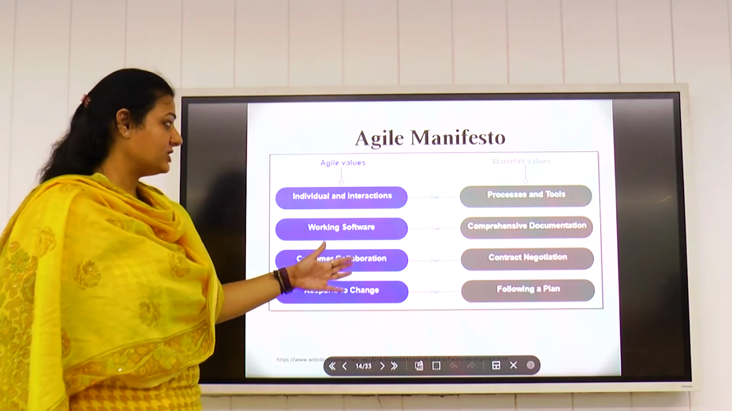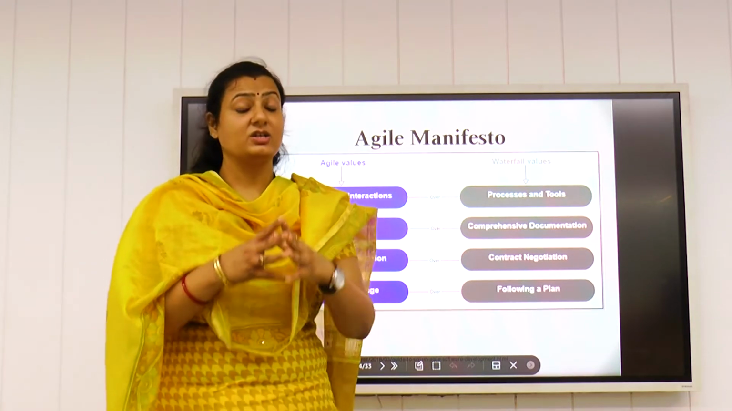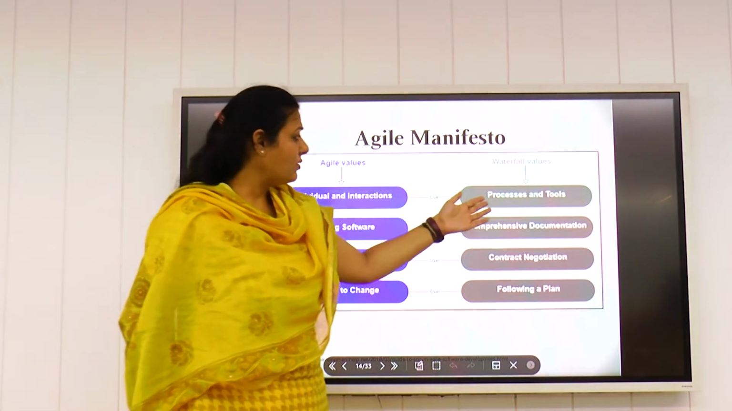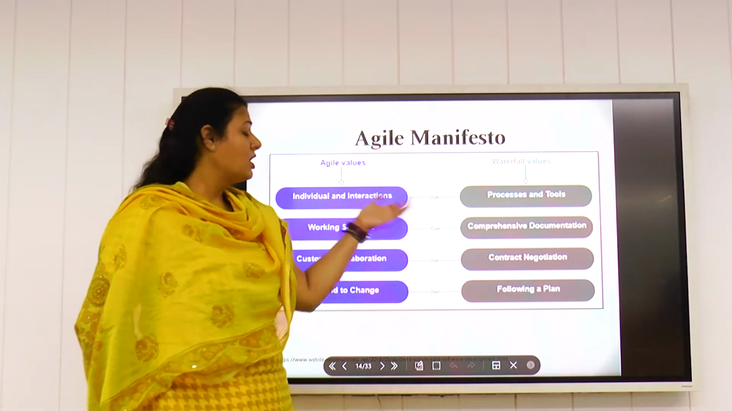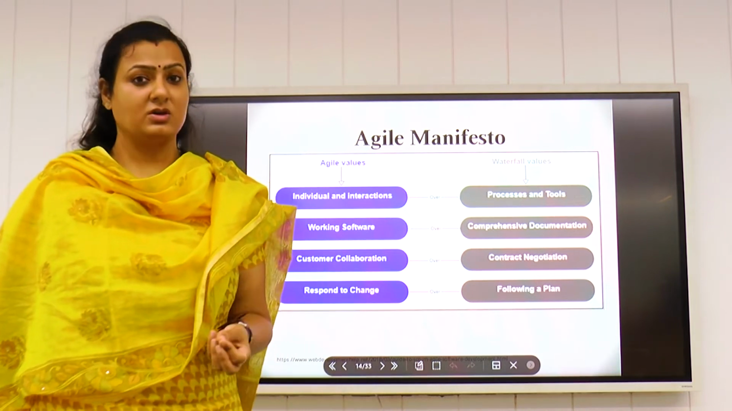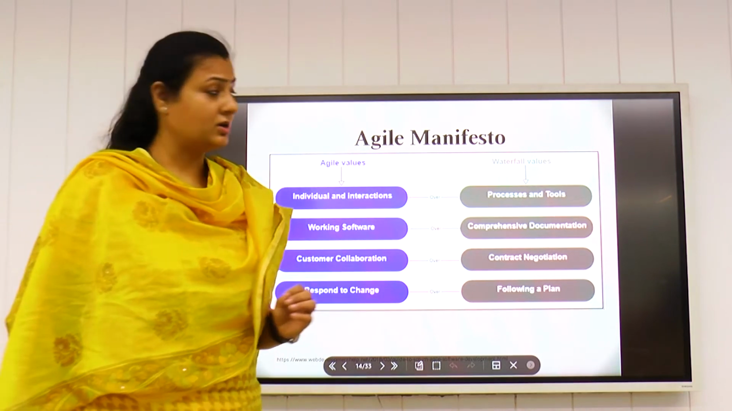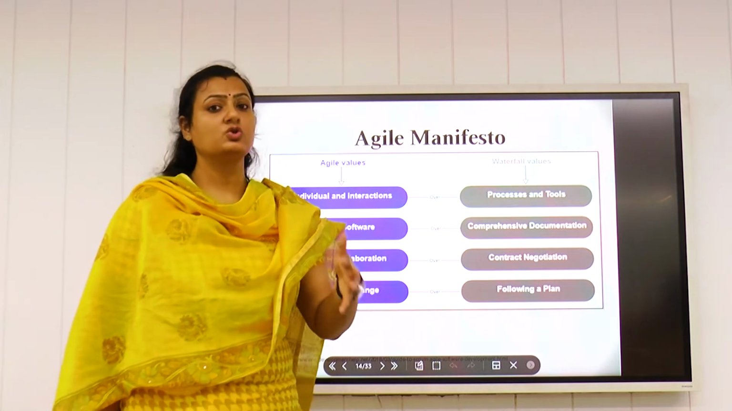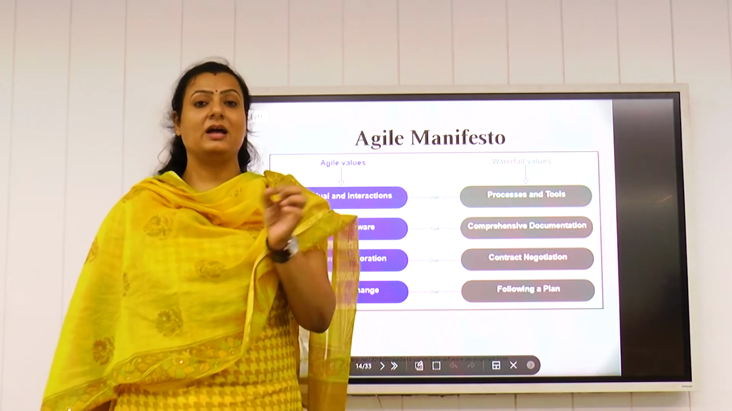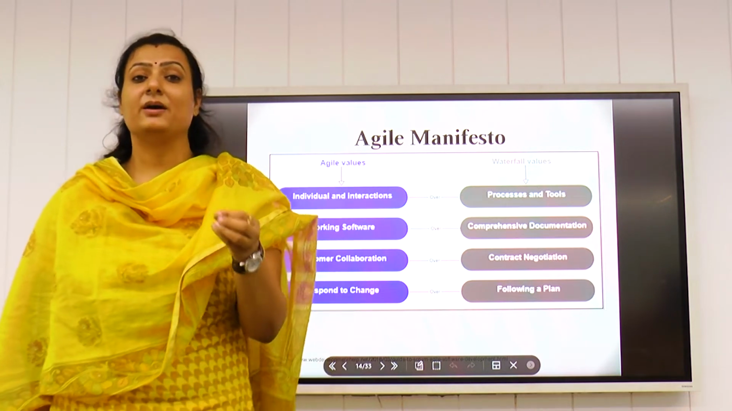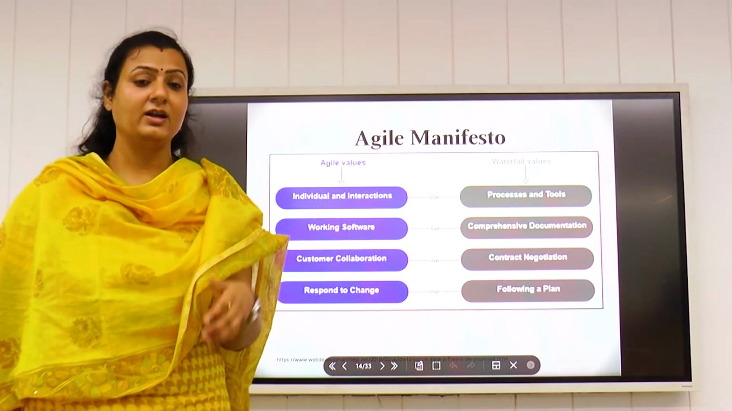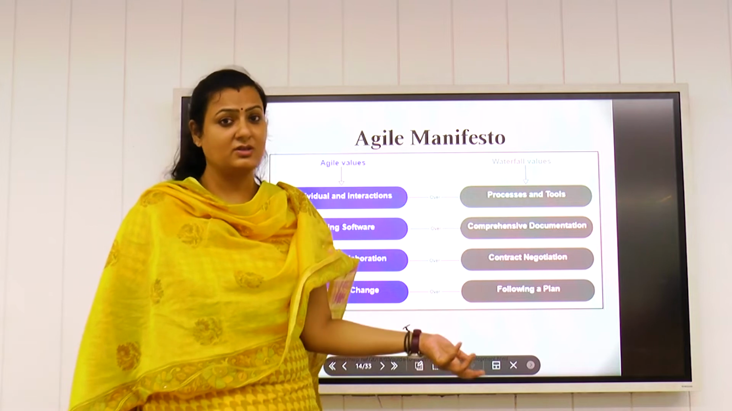Individuals and interactions. In the traditional model, the waterfall model, the focus was on processes and tools: what process we follow to develop the product, and what tools we use to develop that product. But in the Agile methodology, the individual team members get connected with the clients. They understand the requirements of the client and follow the action plan as per the requirement.